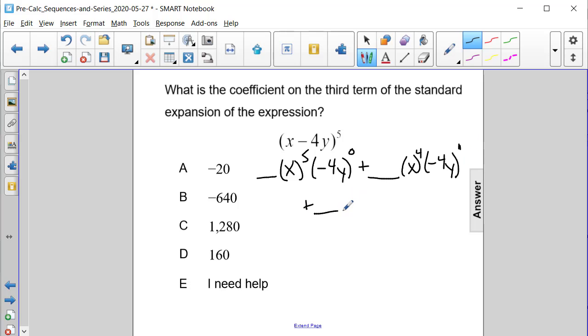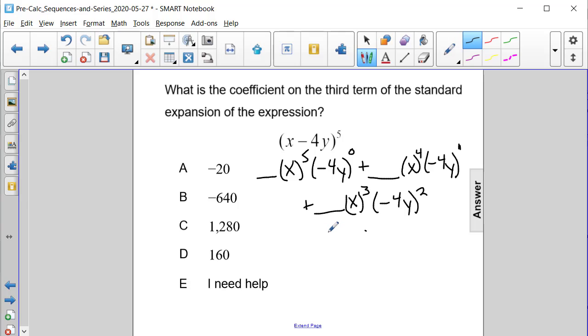plus another coefficient with our first term x raised to the third power and (-4y)^2, and so on. Since the question only asks for the coefficient of our third term, we don't need to write out all of them in this question. Now we have to figure out what the blank coefficients are going to be.